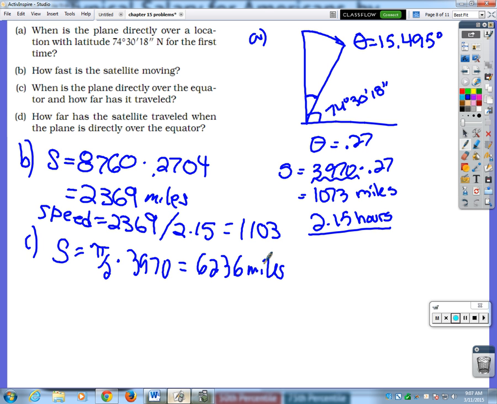Hope it's not a full tank of gas. How long will it take to get there? Divide by how fast the plane is going. 500 miles an hour. So divide by 500. 4.463. Okay, how far has the satellite traveled when the plane is directly over the equator? Well, we know the speed of the satellite now, right? And we know it's going to take the same time for it to get there.